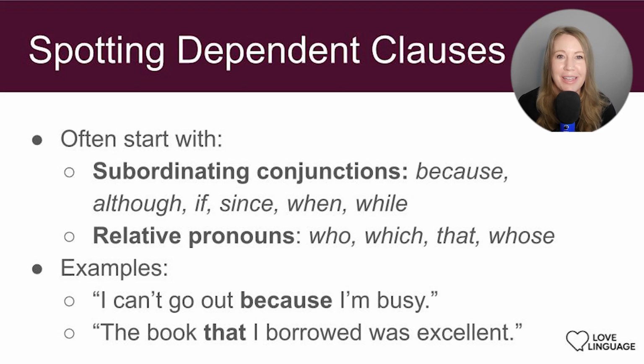So how do you spot a dependent clause? Usually they start with a subordinating conjunction, words like because, although, if, since, when, or while. They can also start with relative pronouns like who, which, that, or whose. Here are a couple examples. I can't go out because I'm busy. The book that I borrowed was excellent.